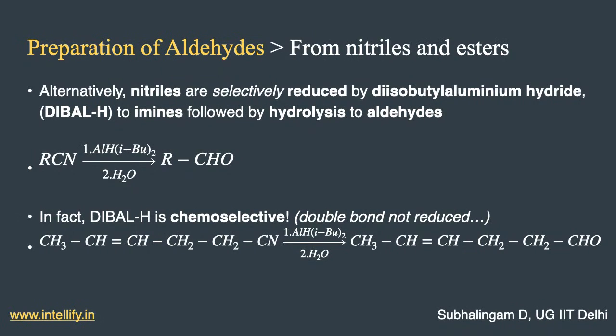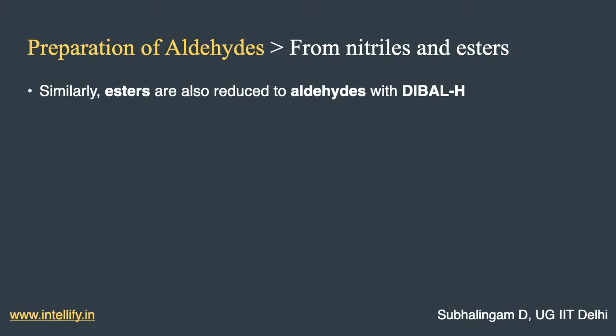In fact, DIBAL-H is chemoselective, that is the double bond is not reduced in the example that I have given here. CH3CH=CHCH2CH2CN, when I subject it to DIBAL-H, the double bond is retained. So this reagent is useful when we need to reduce cyanide to CHO when there is a double bond like this. Similarly, esters are also reduced to aldehydes with DIBAL-H. So ester RCOOR' with DIBAL-H followed by hydrolysis gives RCHO.